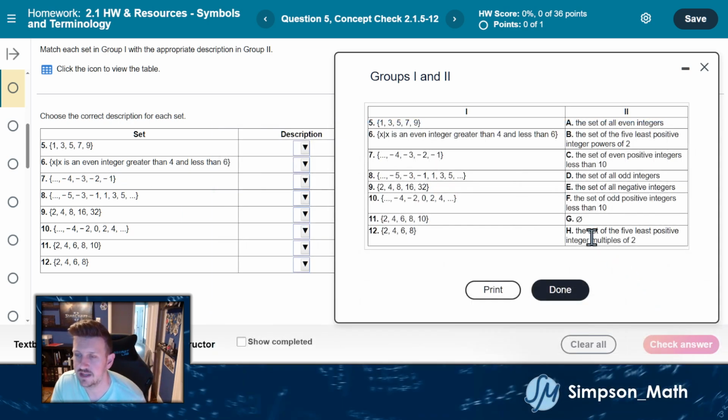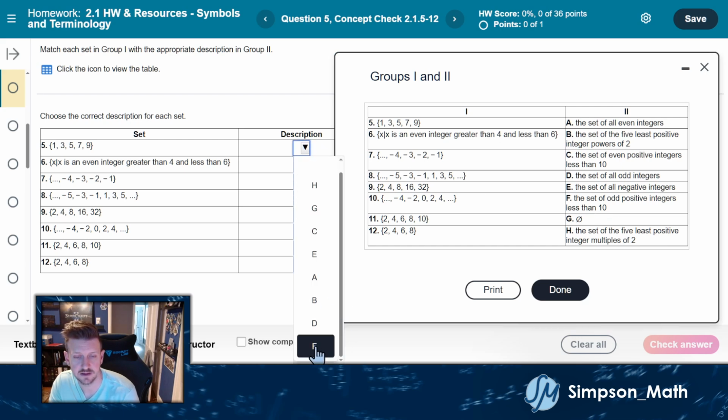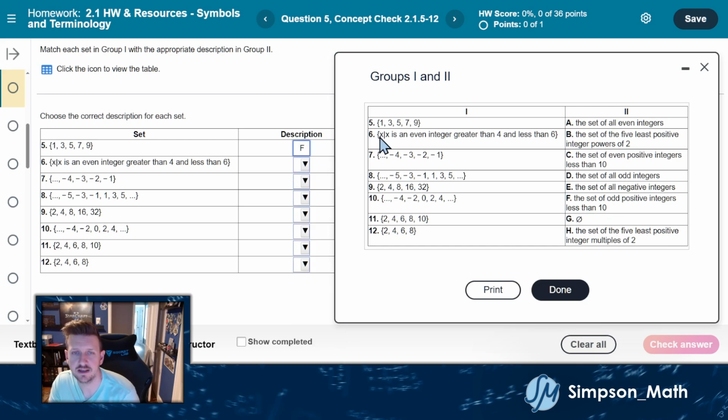All right, then lastly, we have the set of the 5 least positive integer multiples of 2. As we're reading through this, F sure sounded right. The set of odd positive integers less than 10: these are odd, they're positive, and they're less than 10. So let's say that this is F. Now there's this interesting little X and a line. I read that as the set of X, and that vertical line we read as such that. So it's the set of X's such that, or where, or, let me provide my condition.